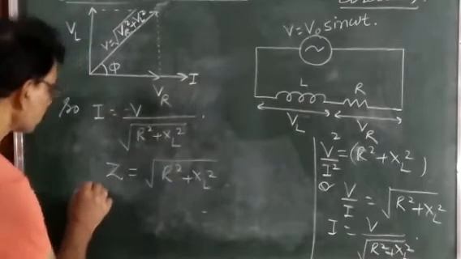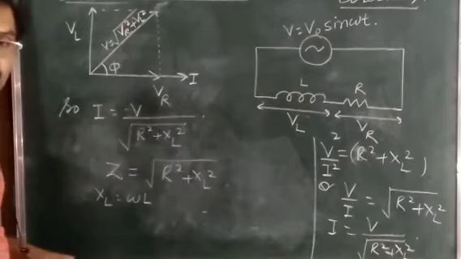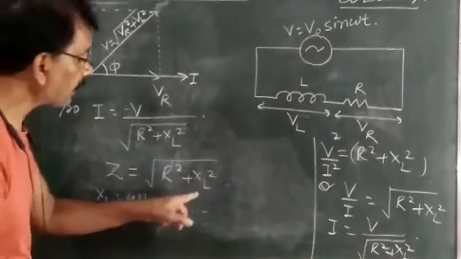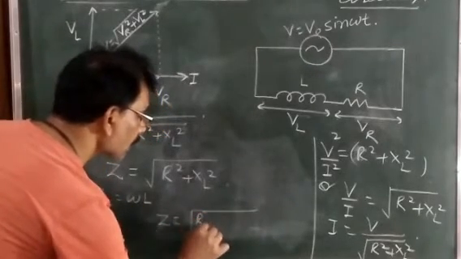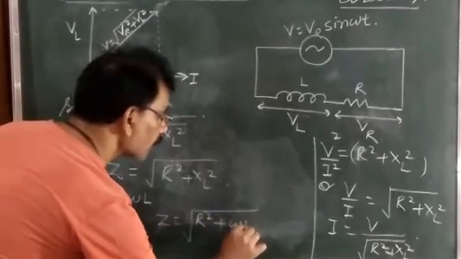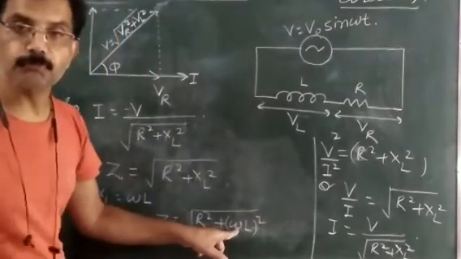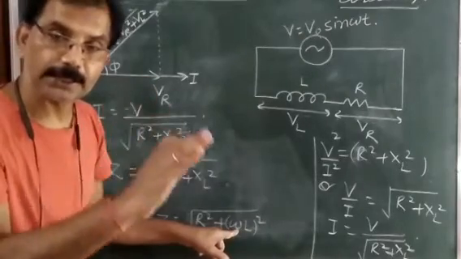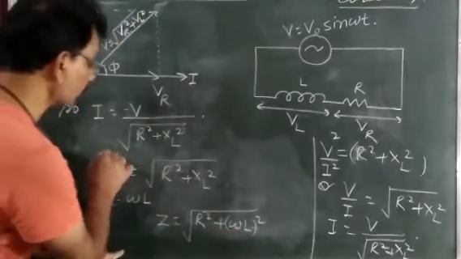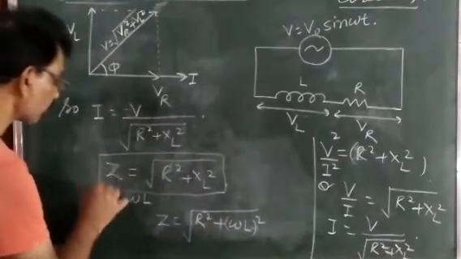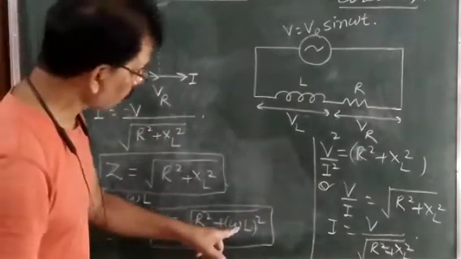Or, since XL is equal to omega L, and omega is equal to 2 pi f, you can write Z is equal to root R square plus omega L whole square. Also, in place of omega you can write 2 pi f. If the frequency of the alternating current is given, then in place of omega you write 2 pi f. This is the expression for the impedance of the LR circuit.